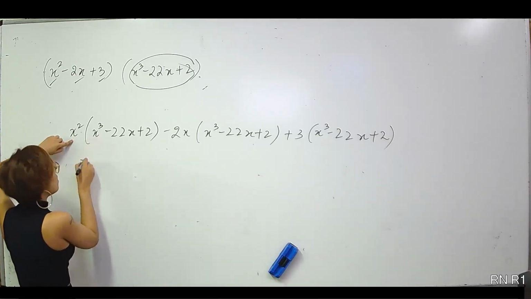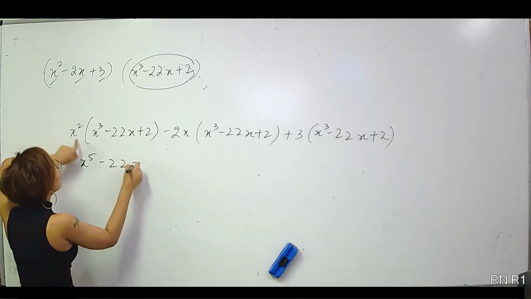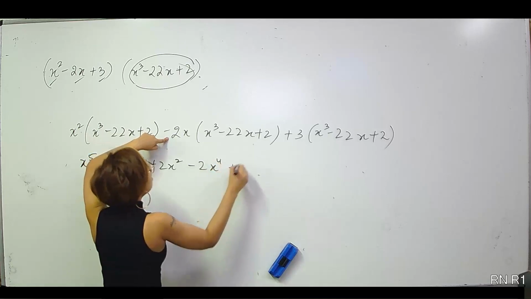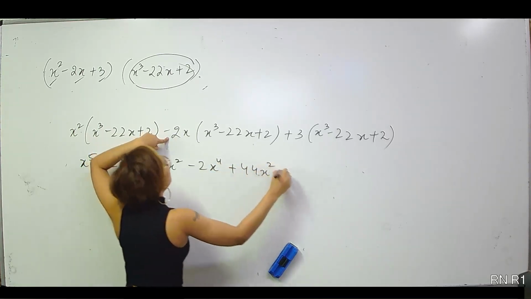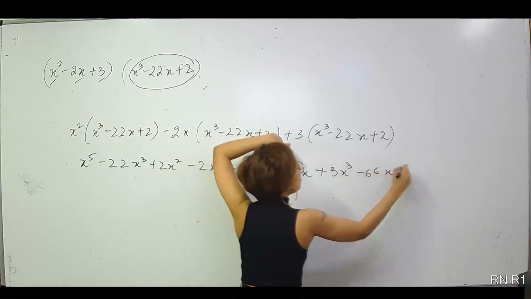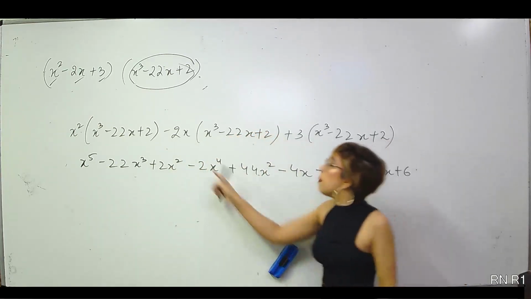So I'll open this up: x raised to 5 minus 22x cubed plus 2x squared, then minus 2x raised to 4 plus 44x squared minus 4x plus 3x cubed minus 66x plus 6. I'm hoping that you can multiply.